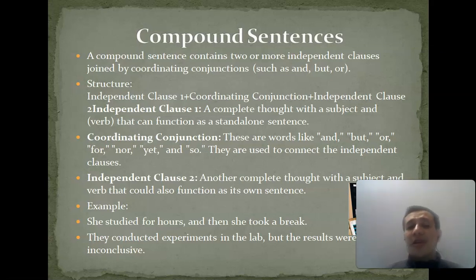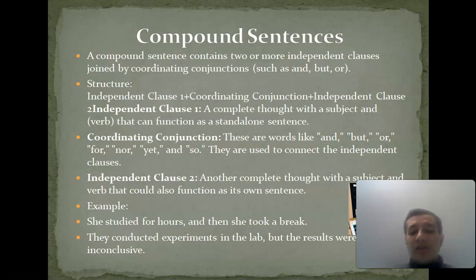They are used to connect independent clauses. And the second independent clause is another complete thought with a subject and verb that could also function as its own sentence. As the first example, we have: she studied for hours. That is the first independent clause. And then she took a break. We can see here that we have two different sentences, and they are linked with the word and.